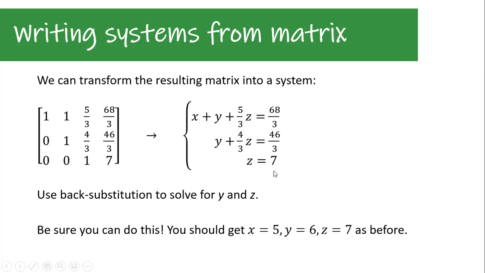You can back substitute. You start with z equals 7, plug that into this one, y plus 4/3 times 7 equals 46/3 to solve for y. And then once you have y, you plug y and z into this one to solve for x. Take a moment, pause the video, and make sure you can do this. You should get the exact same answer that we got in our earlier section. You should get x equals 5, y equals 6, and z equals 7, just like we did before.